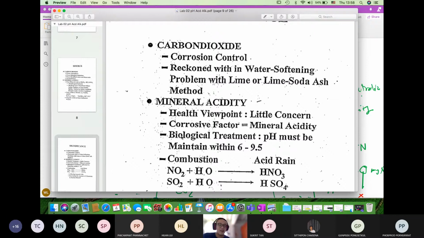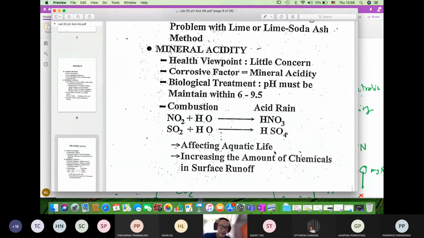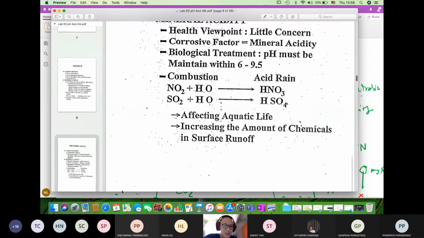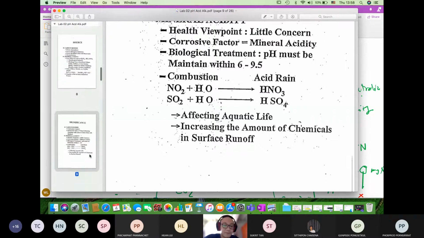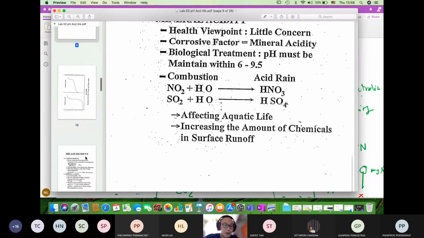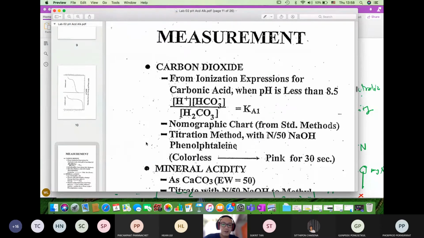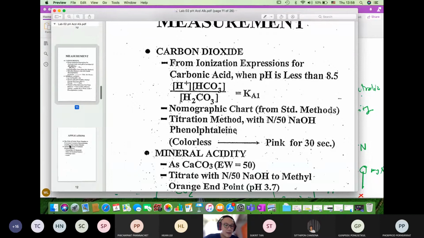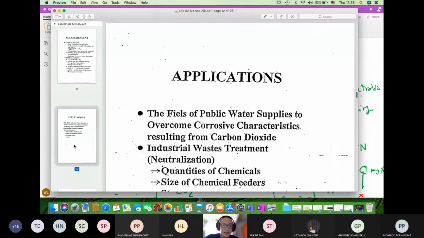Mineral acidity is the acidity caused by the hydrogen ion. The pH is very low. As I mentioned, it is caused by the drainage. You can find a lot of hydrogen ion in the drainage from the mining industry, and the pH, if you measure, would be only 1 or 2. For the measurements, I will talk about it again later, but let's just move to the applications.